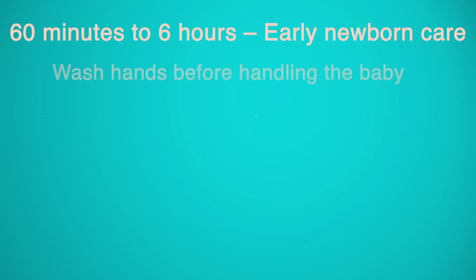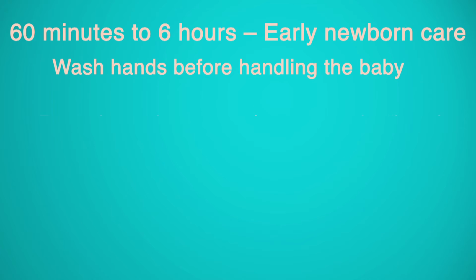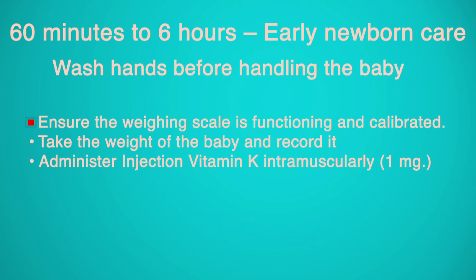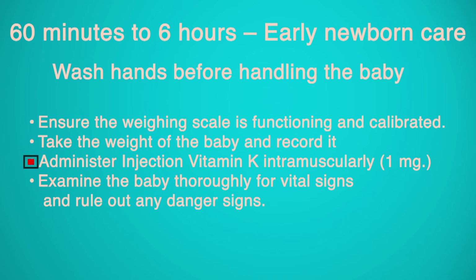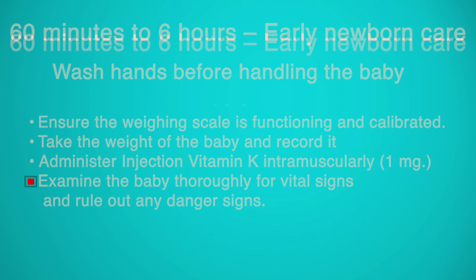60 minutes to 6 hours. Early newborn care. Wash hands before handling the baby. Ensure the weighing scale is functioning and calibrated. Take the weight of the baby and record. Administer injection vitamin K intramuscularly, 1 mg. Examine the baby thoroughly for vital signs and rule out any danger signs.